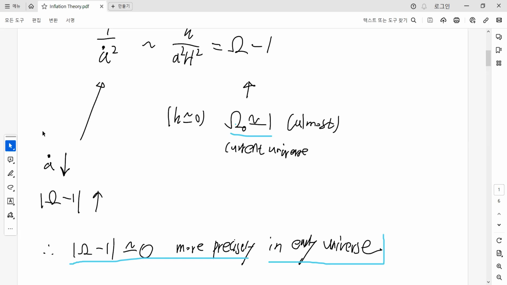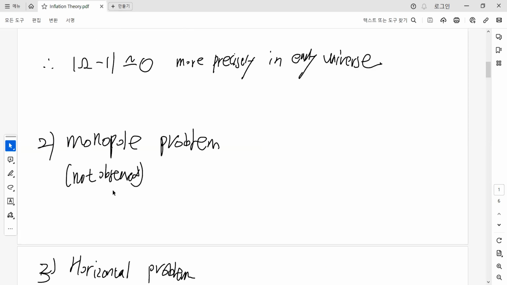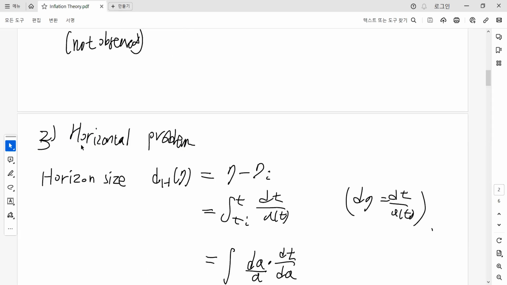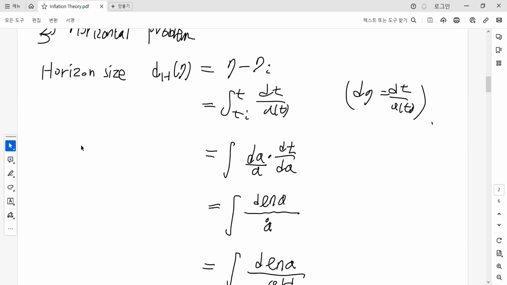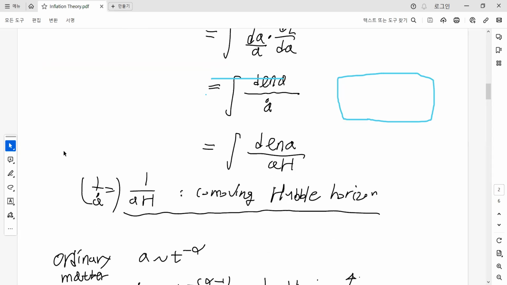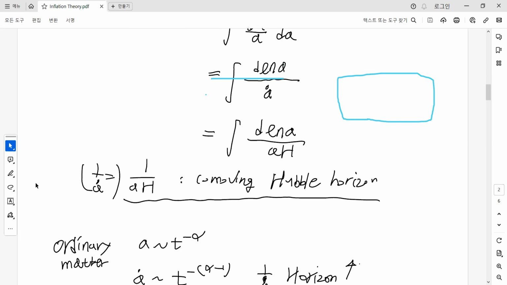The second one is the monopole problem, which is not observed, but I will talk about the horizon problem. The horizon size is defined as the difference of the conformal time. The conformal time is defined as the integral of dt over a, and by changing the variable we can change the integral to d ln a over ln aH. So we can interpret 1 over aH as the comoving Hubble horizon, and that is just 1 over a-dot.